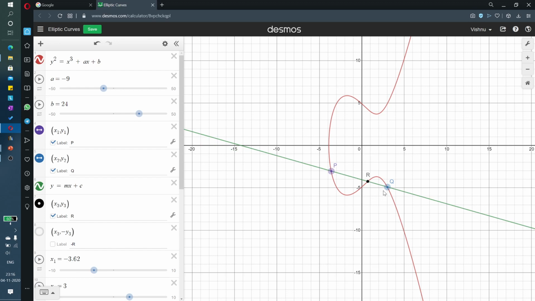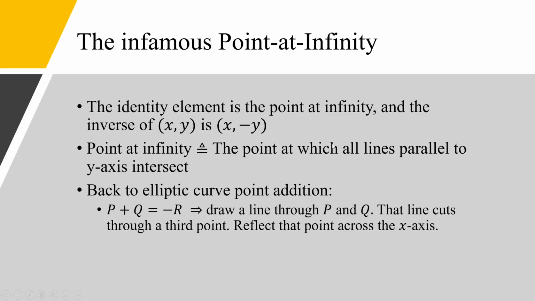We draw a line through P and Q, we see where it intersects the curve, and we reflect that point along the x-axis to get minus R. So this minus R is what we get when we perform the group operation between P and Q. We draw a line, see where it intersects, reflect. What happens if P equals Q?